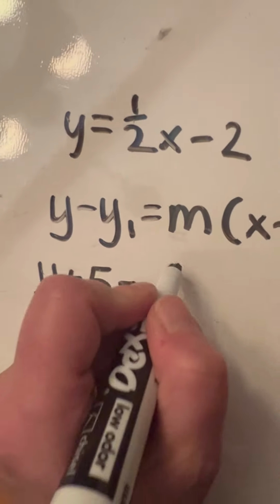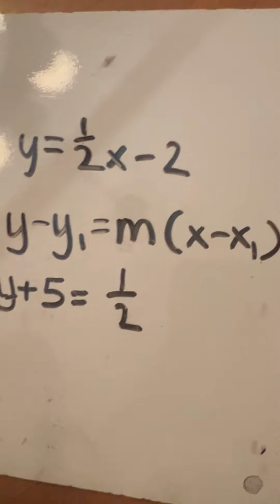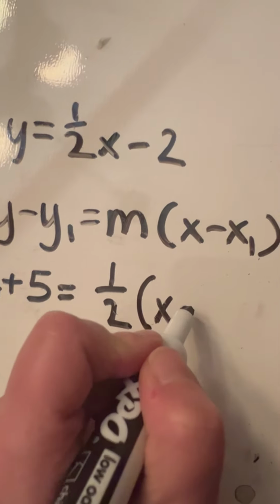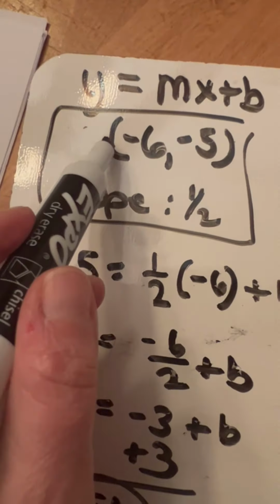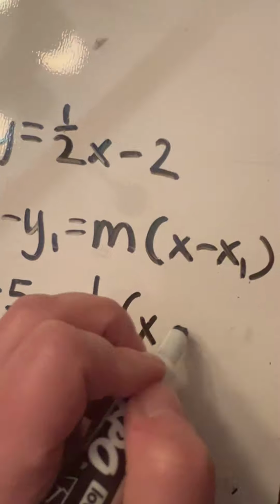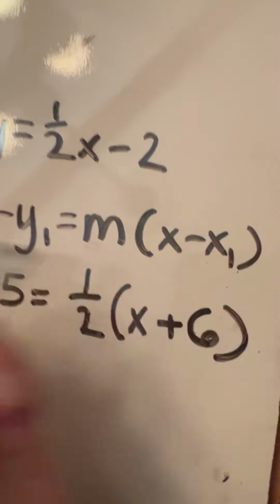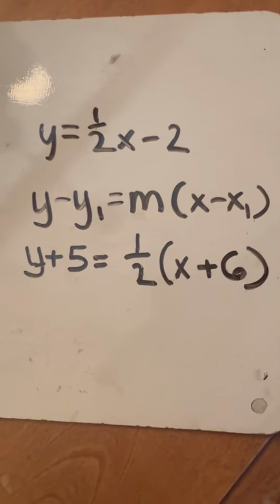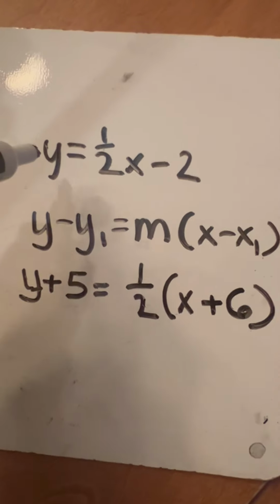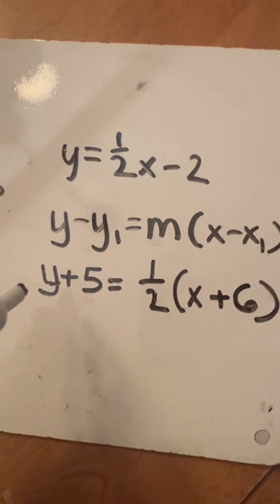Now our slope is going to be 1/2 as we were told, and then we do in parentheses x, and then again, it's minus, and then we have a negative. So minus a negative, which is a +6. So it's kind of the backwards version. So this is your slope-intercept form, and this is your point-slope form.